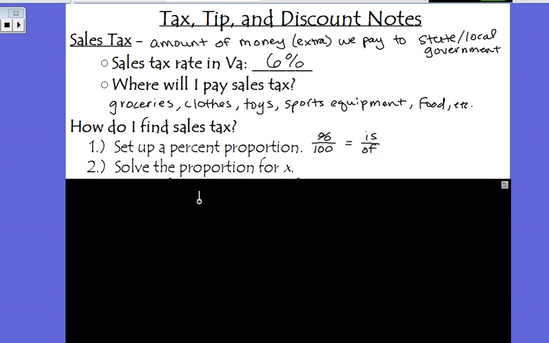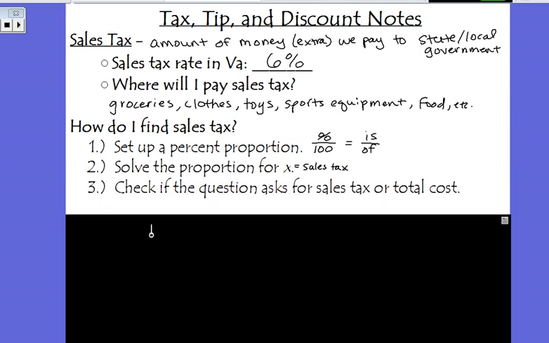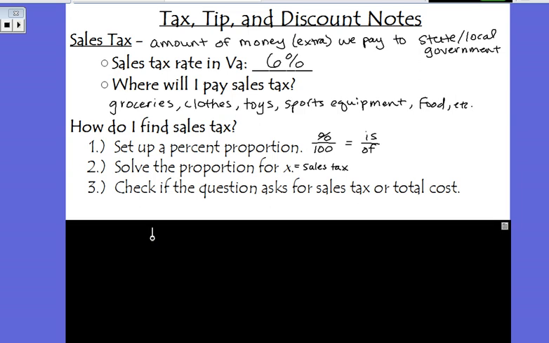After that, we're going to solve the proportion for x, and remember here, x typically is the sales tax. So whatever we get for x is our sales tax, and we do that by cross multiplying, getting our cross products, setting them equal, and then solving the proportion using division. Once we get that sales tax, we have to check to see if the question is asking us for the sales tax or if it's asking us for the total cost. If it asks us for the sales tax, we know we're done because we just said the sales tax is x. So when we find x, we're done with the problem.